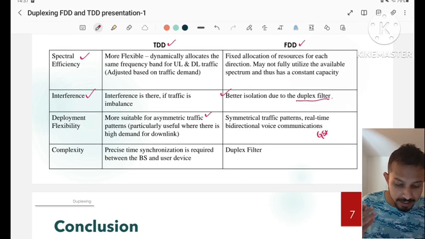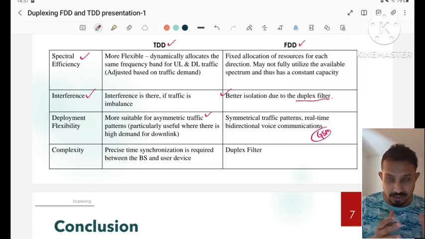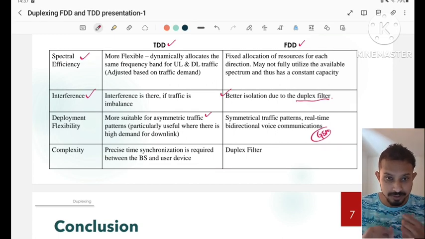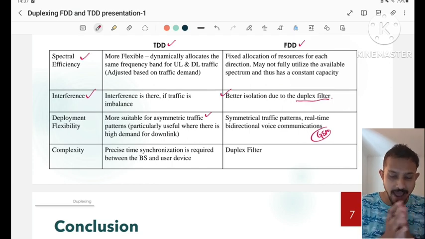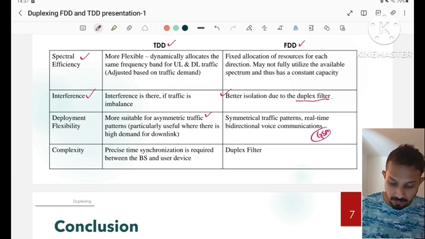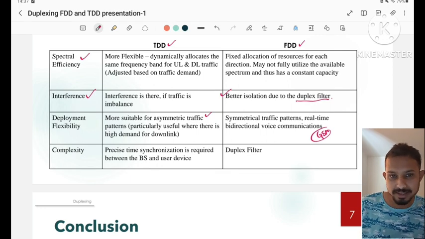As for complexity, in time division duplexing, since they are offset in time, we need precise time synchronization methods to synchronize between the base station and the mobile user. Whereas in FDD, the complexity is involved in terms of the duplex filter.